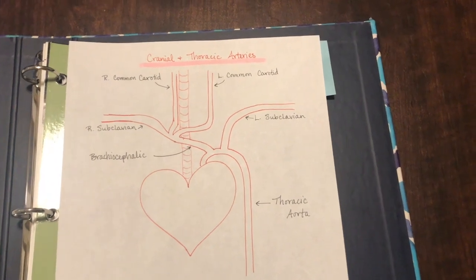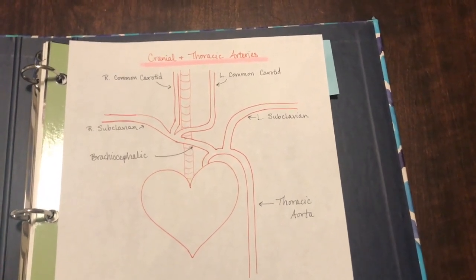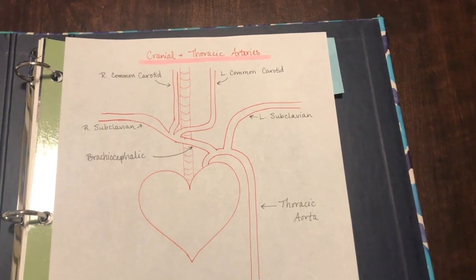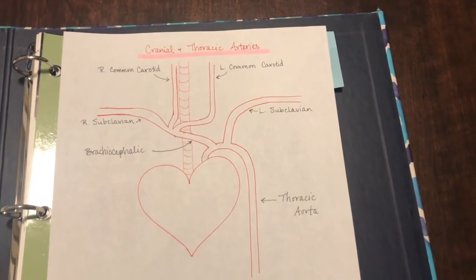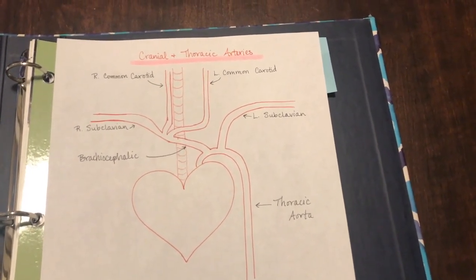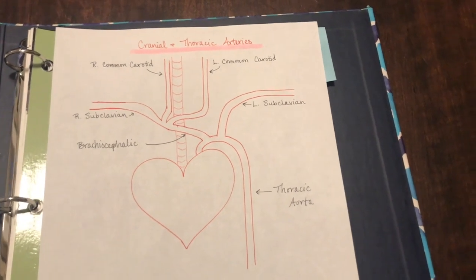So in this video, I'm going to quickly go through all of the different blood vessels that you'll need to know for the cranial and thoracic cavities. And so to start off, we're going to look at the arteries that you'll need to be able to identify.